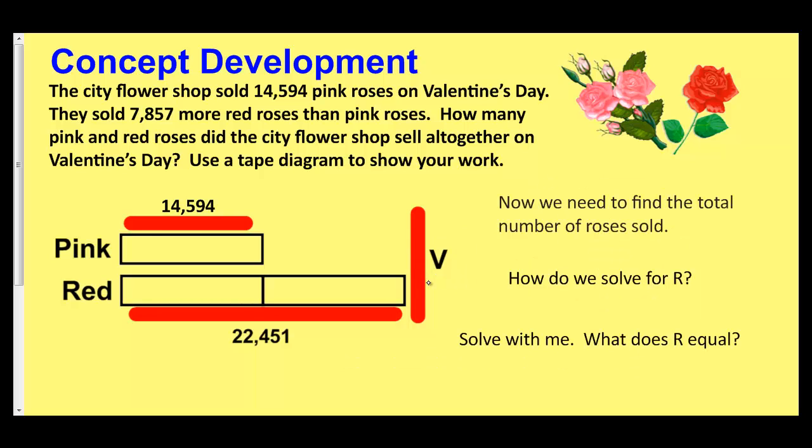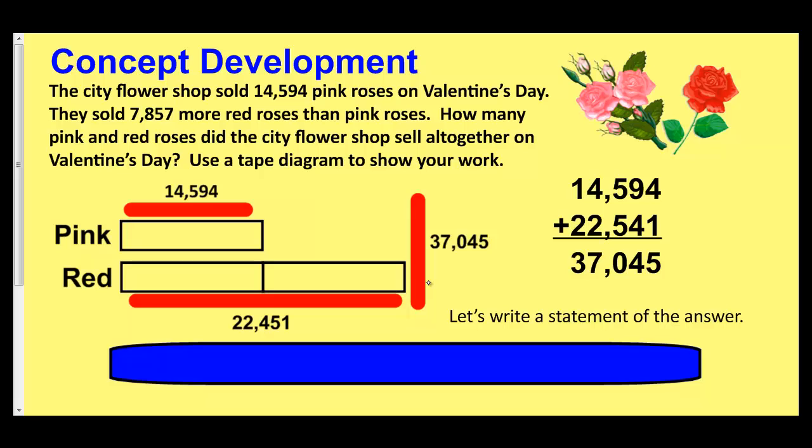Okay, so hopefully, to solve for V, you chose to add 22,451 to 14,594. You'll notice they put 14,594 on top. It's okay if you began with 22,451 as long as this was your answer. And if you added but you did not get this answer, go back and look and see if you can see any silly addition mistakes.